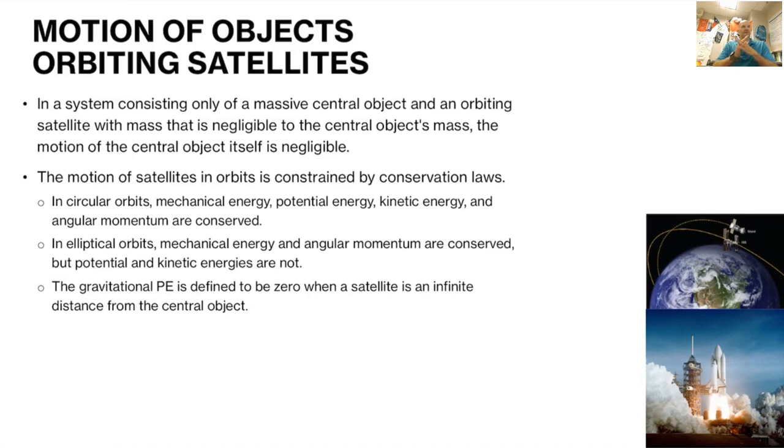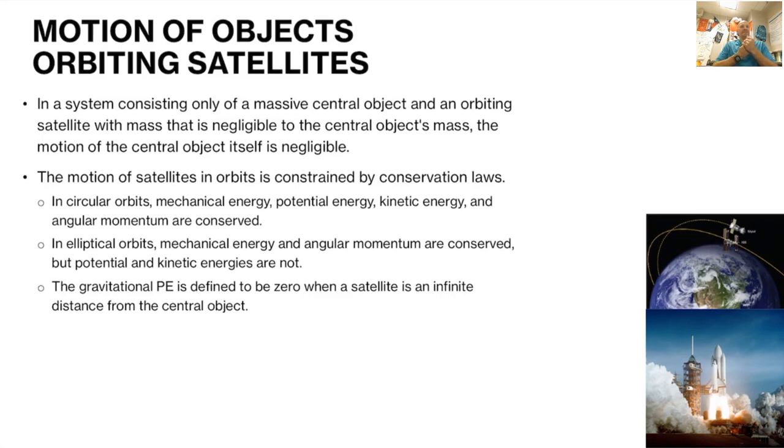So if the object is in a circular orbit, everything is conserved, right? Mechanical energy, potential energy, and kinetic energy, angular momentum are all conserved. If it's an elliptical orbit, mechanical energy and angular momentum are conserved, but potential and kinetic energies are not. Why? Because in circular orbits, the radius is constant, and in elliptical orbits, the radius is not constant.